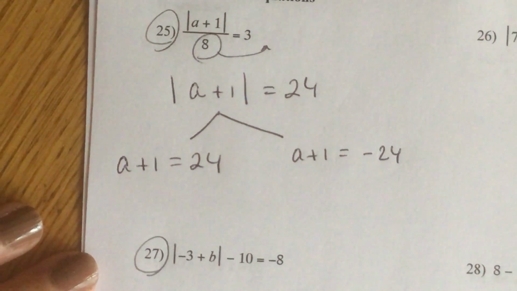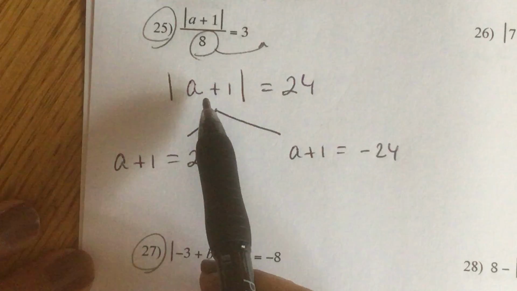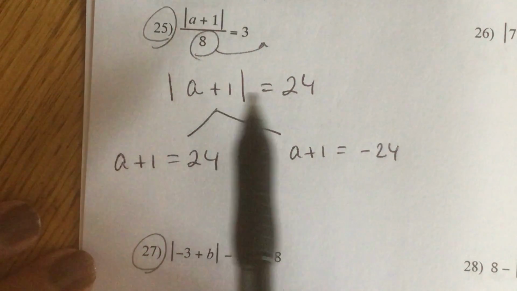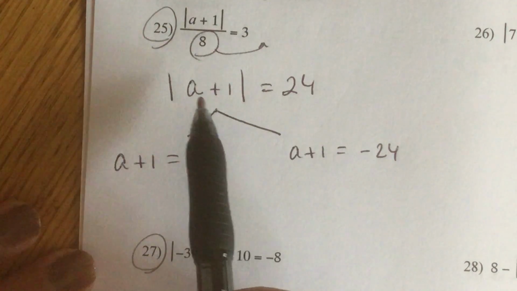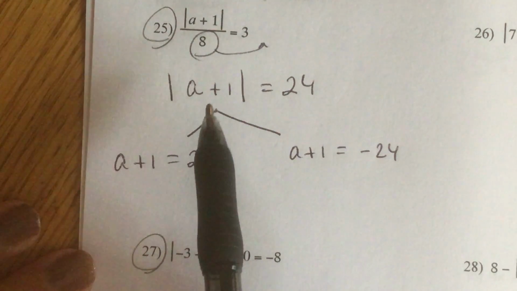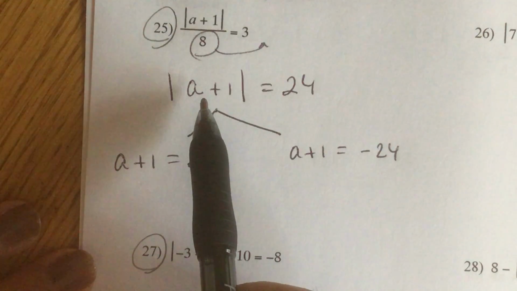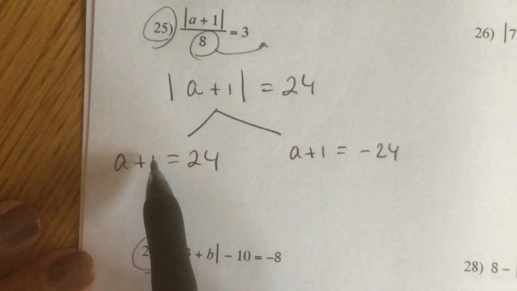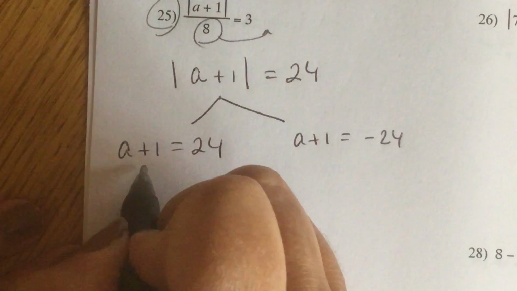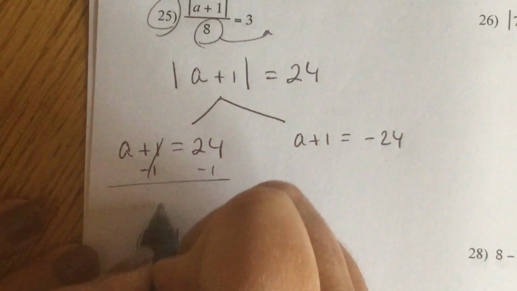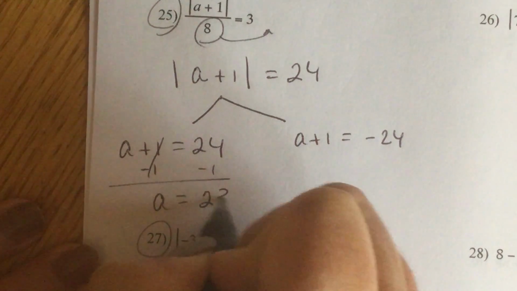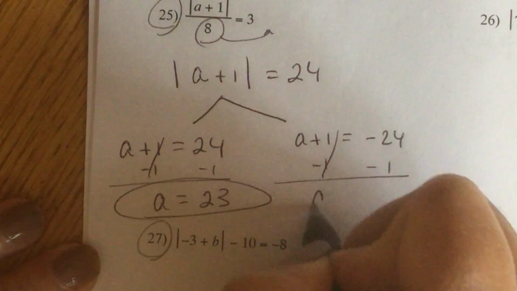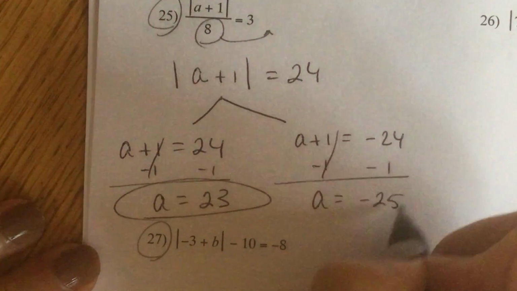So that's because 24 has an absolute value of 24, and also negative 24 has an absolute value of 24. So this inside, which is a plus 1, could be 24 or negative 24. So that's why we have these two different equations. Now that the absolute value bar is gone, you can work the equation. So you subtract 1 from both sides. So here you get a equals 23. And here when you subtract 1 from both sides, you get a equals negative 25.